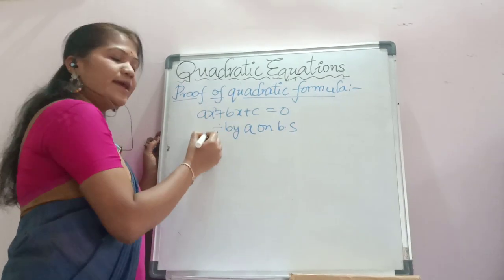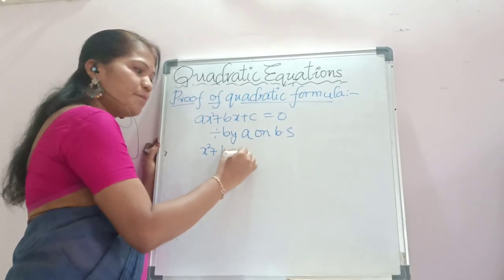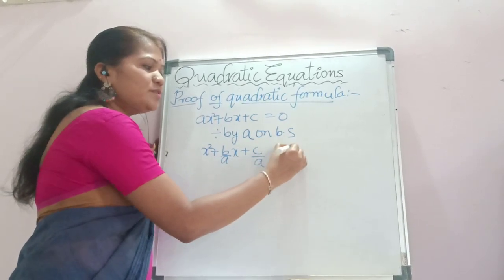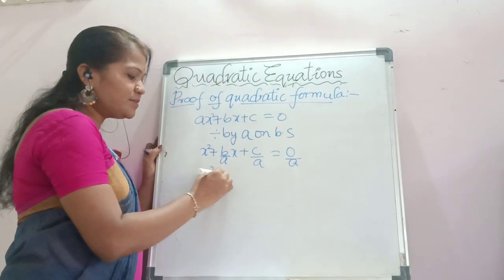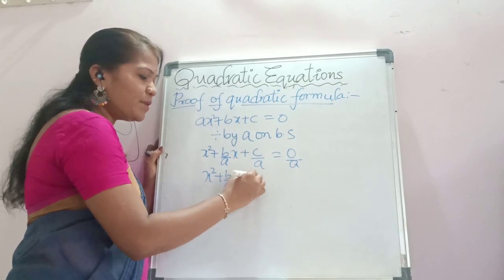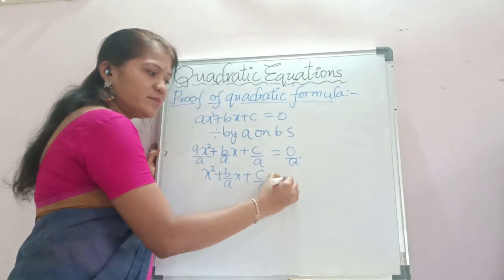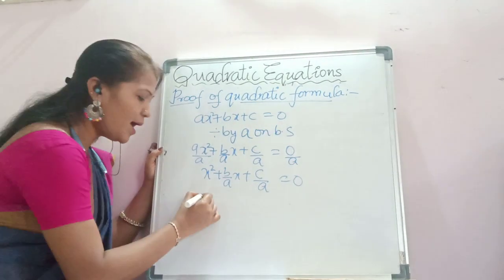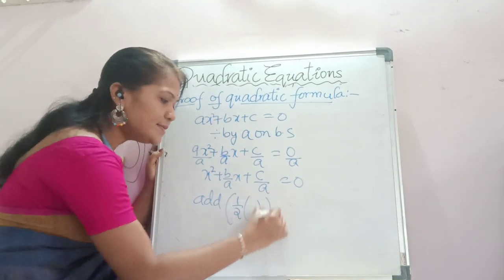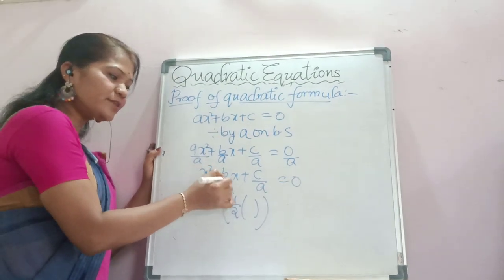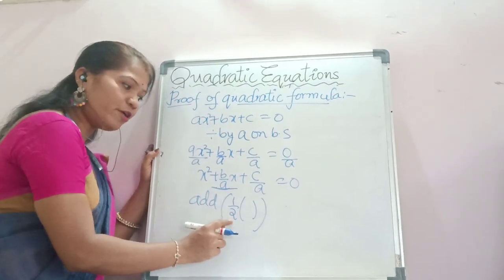Then what I'll get? ax square by a is x square, plus b by a x, plus c by a, equals 0 by a. Then I get x square plus b by a x plus c by a equals 0. Next step, add half of the middle term. What is the middle term here? The x coefficient is b by a, right? Remember it. Add half of the x coefficient.